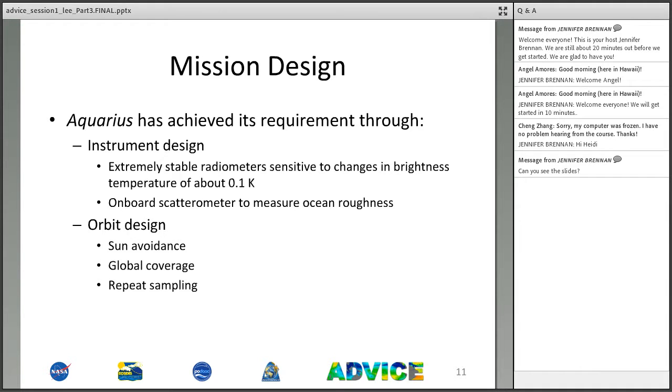Another major factor that allowed the 0.2 PSU to be accomplished is the onboard scatterometer that measures the surface roughness. Because, as I mentioned, the correction for surface roughness effect is the most important factor in salinity retrieval. And of course, there are other designs of the Aquarius orbits and sensors that allow it to achieve that accuracy as well.